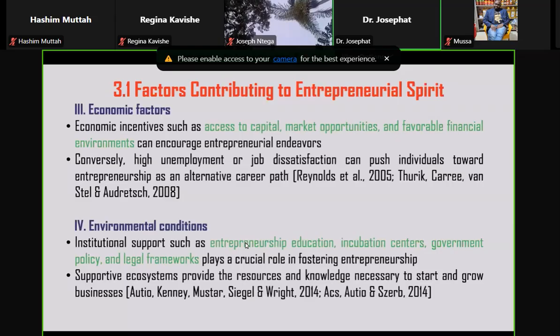When we talk about entrepreneurial ecosystems, we talk about institutional support. Institutional support includes entrepreneurship education, which in our country is mostly provided in the formal education system. Only those who go to school have access to entrepreneurial education. For those in informal sectors, it is very difficult to get access to entrepreneurial education.